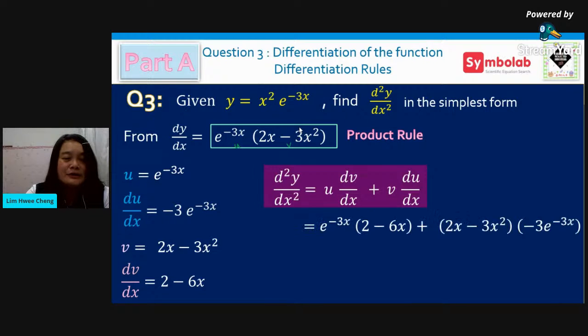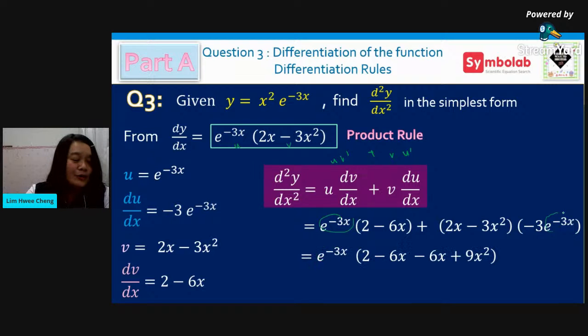So you will substitute, u dv plus v du. Just now I used the formula u v prime plus v u prime, which is the same. Basically, v prime is dv/dx, and u prime is du/dx. So you expand it or you factorize. You take out your like term, e to the power of negative 3x. Okay, so you factorize, and you are going to get this.